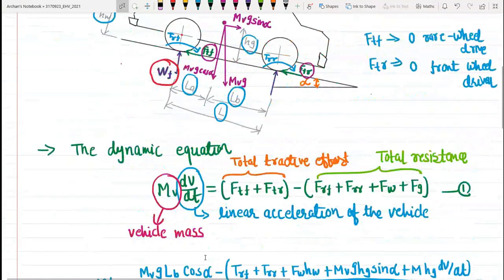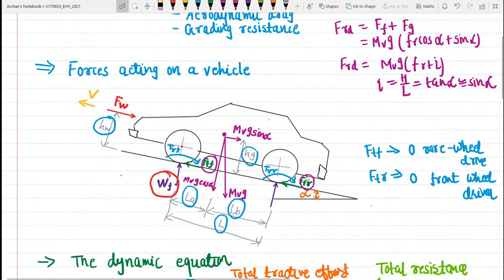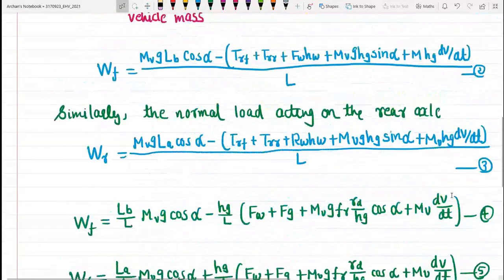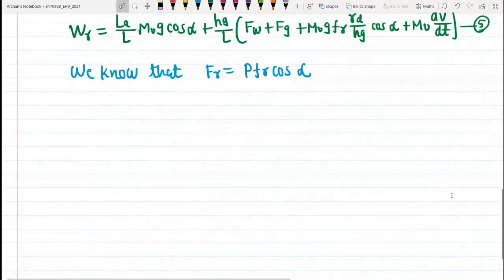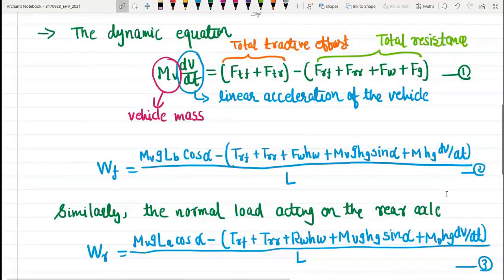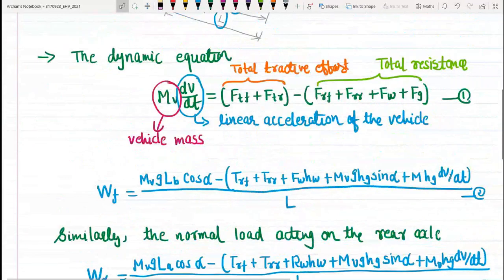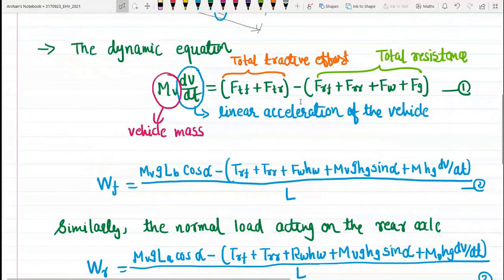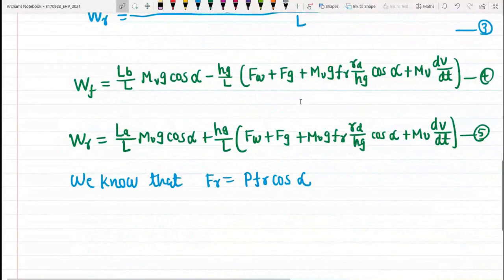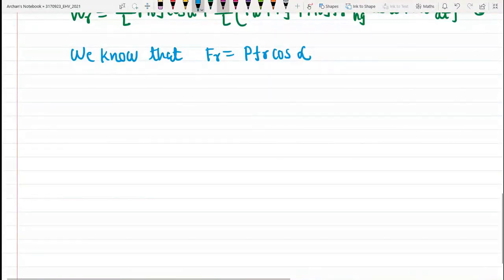In this figure, alpha is there. This is our road angle. Our vehicle is moving up a grade, right? So this was our equation of interest. Now if I use this equation and the equation which I have written over here, equation number 1, then from these two equations, again we can reduce the equations of Wf and Wr. So let us write down.